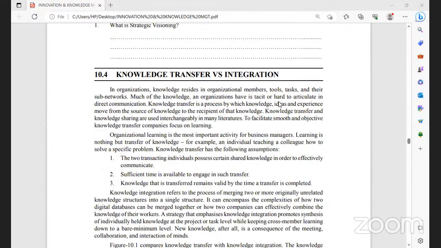Next topic is knowledge transfer versus integration. How this knowledge can be transferred from one entity to another entity, or how this knowledge can be integrated with one or more entities. In organizations, knowledge resides in organizational members, tools, tasks, and their sub-networks. Much of the knowledge an organization has is tacit or harder to articulate in direct communication.